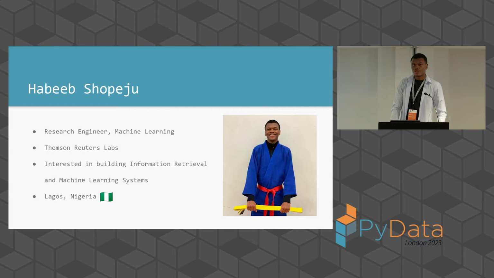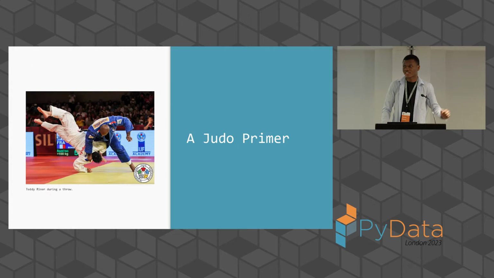For the MMAction2 library or framework, I found that to be quite useful as well. So while you may not be very interested in Judo, the same concepts and knowledge can be applied using the library to other kinds of action recognition tasks. So, to get started, a Judo primer.